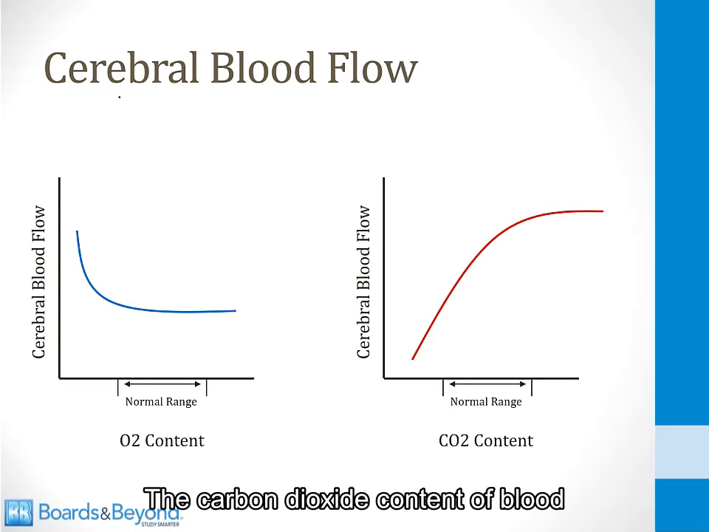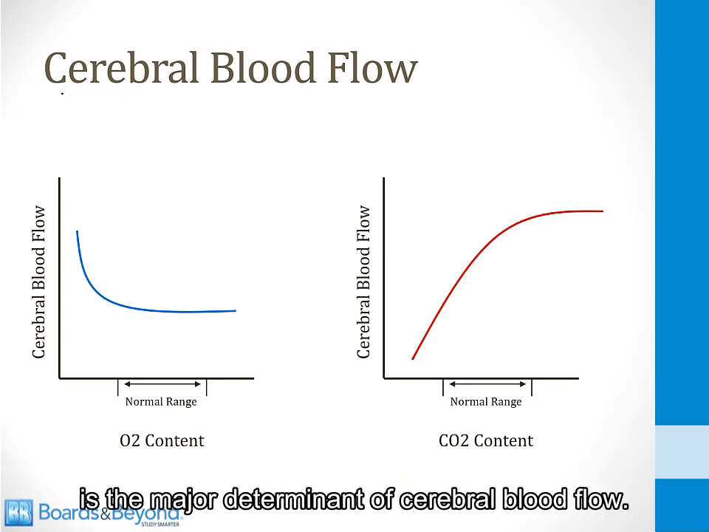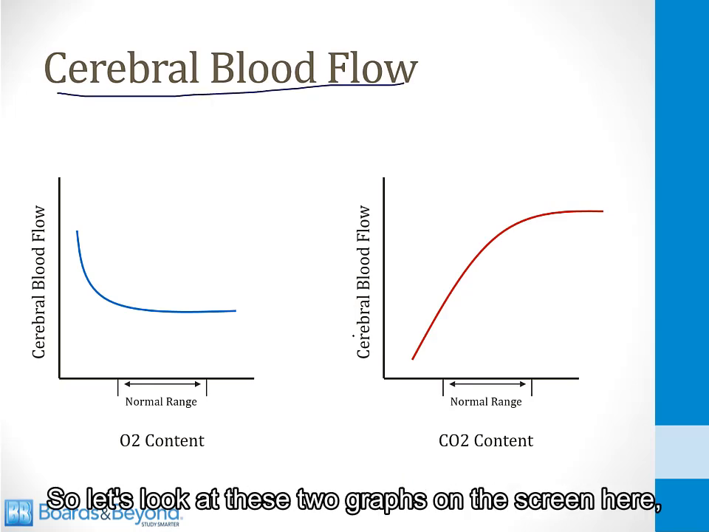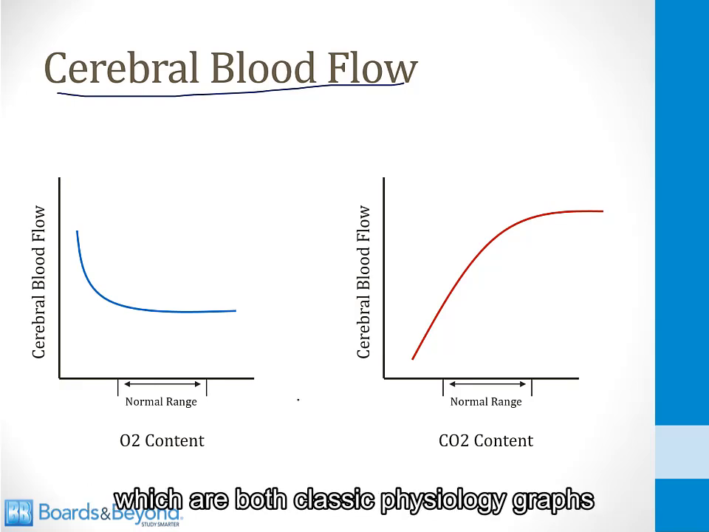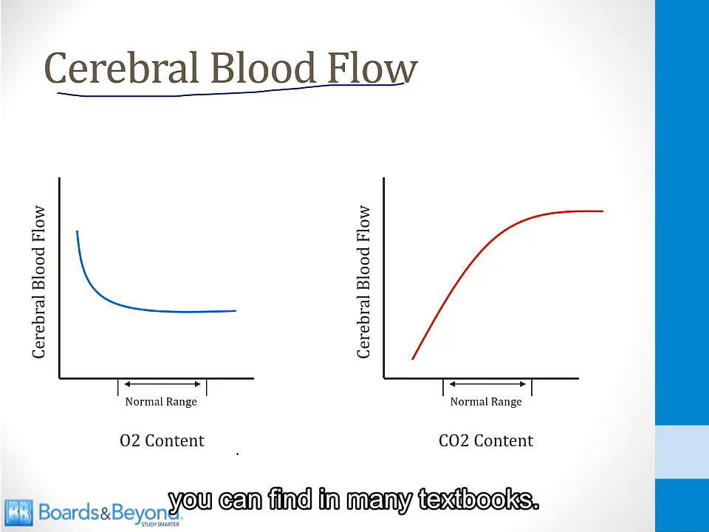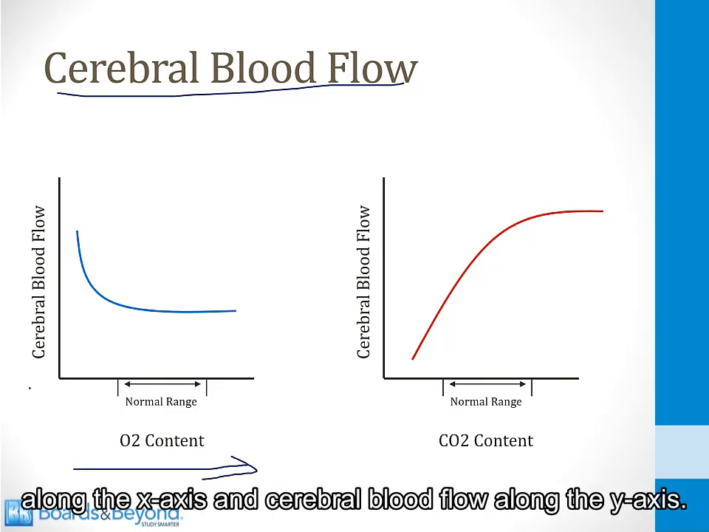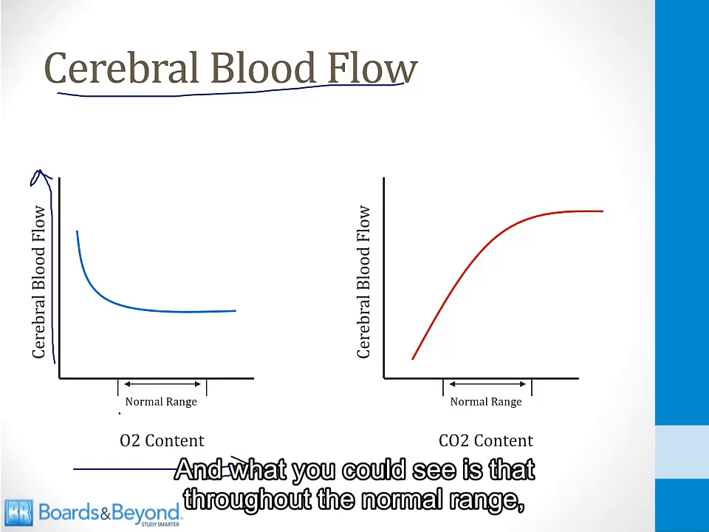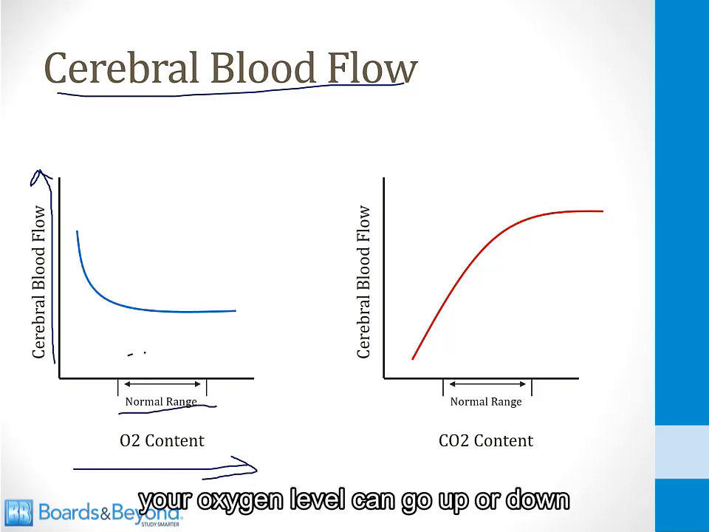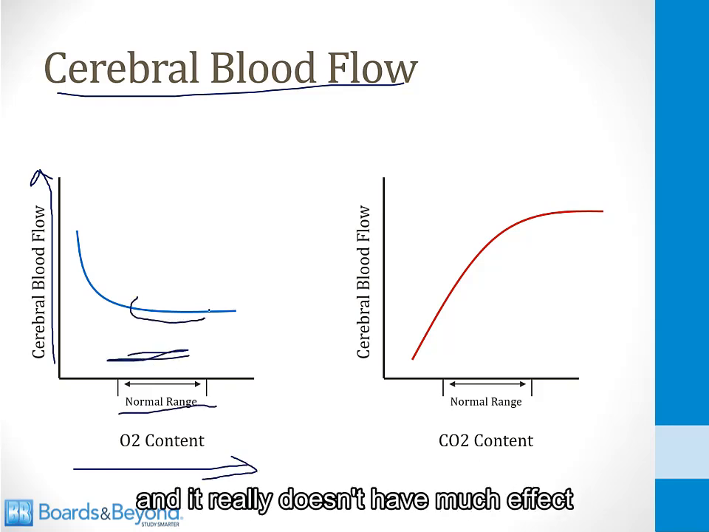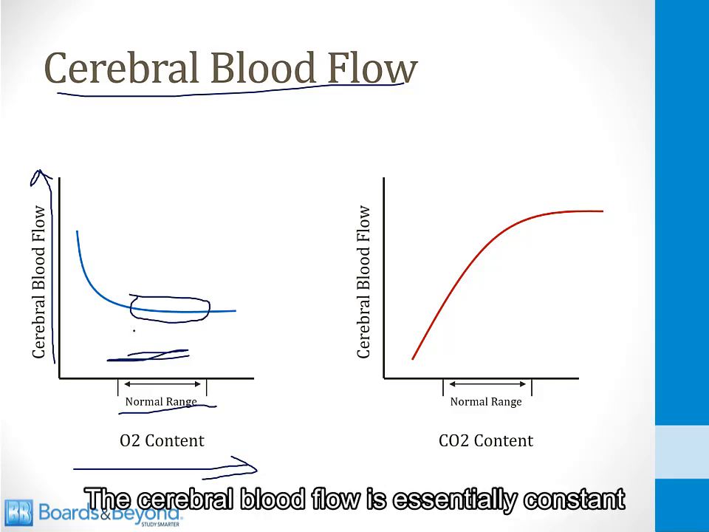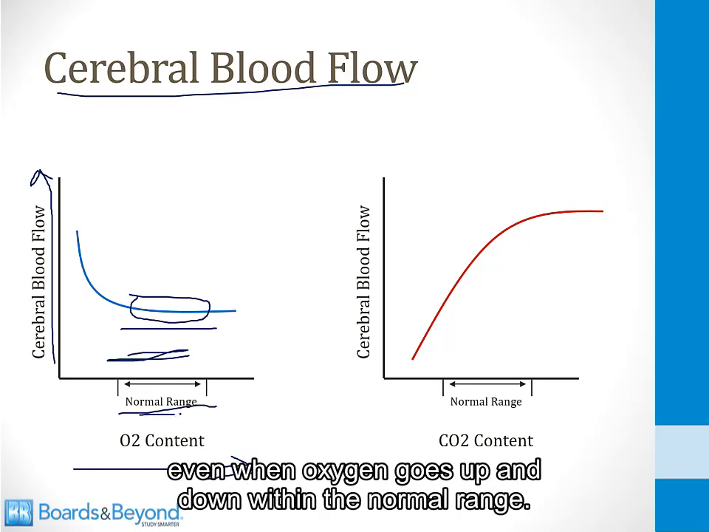The carbon dioxide content of blood is the major determinant of cerebral blood flow. So let's look at these two graphs on the screen here, which are both classic physiology graphs you can find in many textbooks. On the left graph, we have oxygen content of blood along the x-axis and cerebral blood flow along the y-axis. And what you can see is that throughout the normal range, your oxygen level can go up or down, and it really doesn't have much effect on the cerebral blood flow. The cerebral blood flow is essentially constant even when oxygen goes up and down within the normal range.